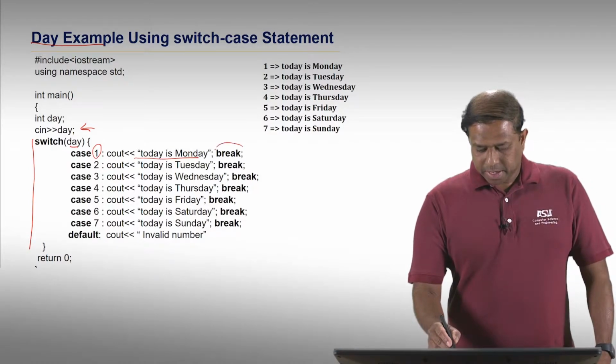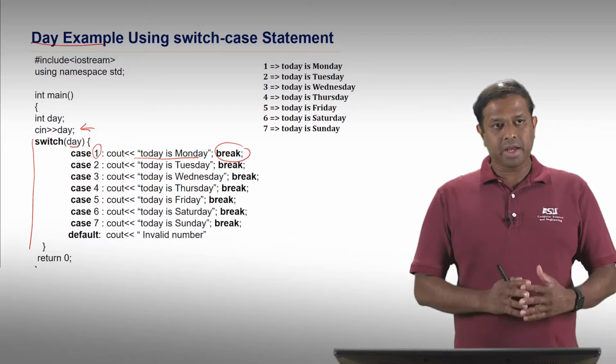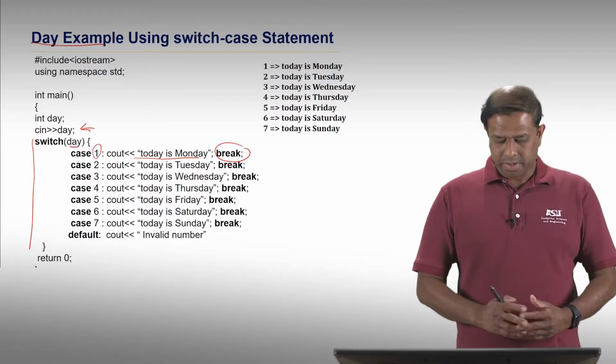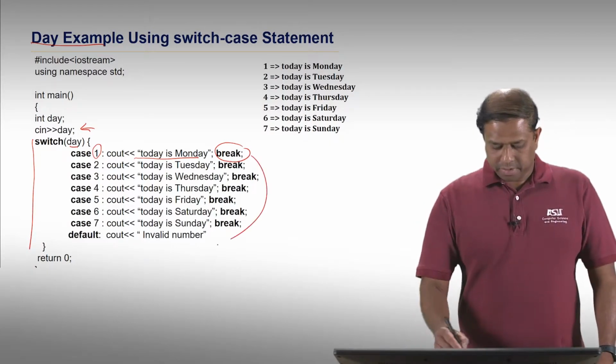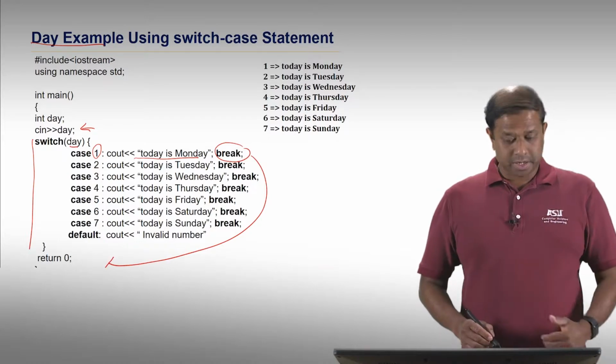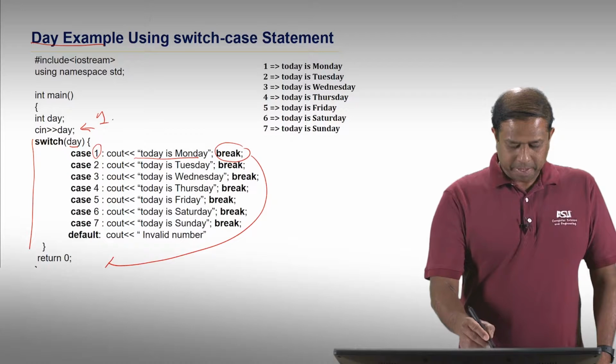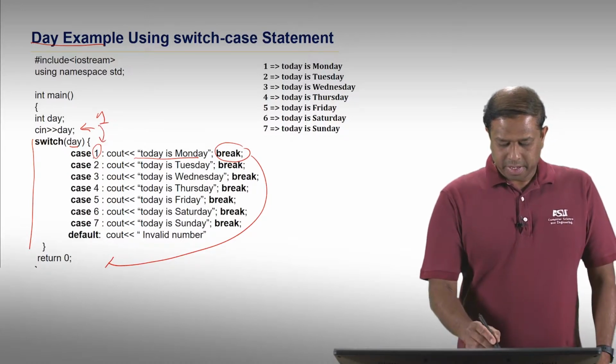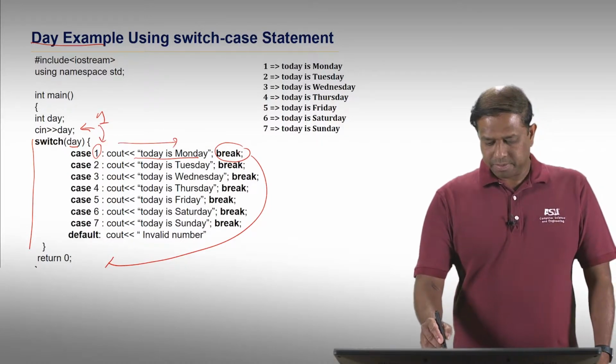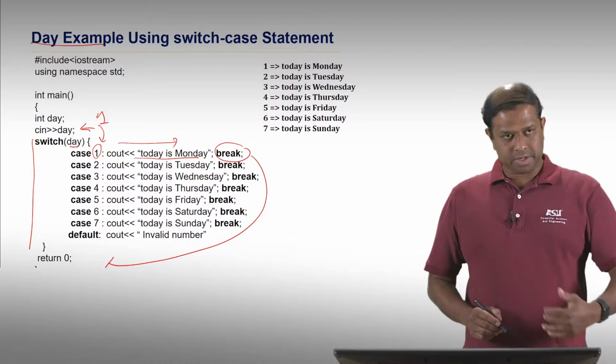And now with this break statement, we are saying we are done executing the code, so we'll be getting out from the program. At this point we'll see the return 0, so we are done with it. All right, so if you enter 1, we come here, execute these statements, and with the break, we get out from the switch case statement.